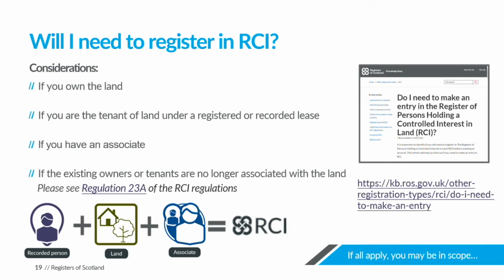For example, you may have a property that was purchased back in 1918, but all of the original trustees who were named on the title are now deceased. In this instance, the current trustees, or those holding on behalf of an unincorporated body, are to be treated as the owners or tenants. In these circumstances, the current trustees or office bearers would need to register in RCI and be registered as both a recorded person and associate.